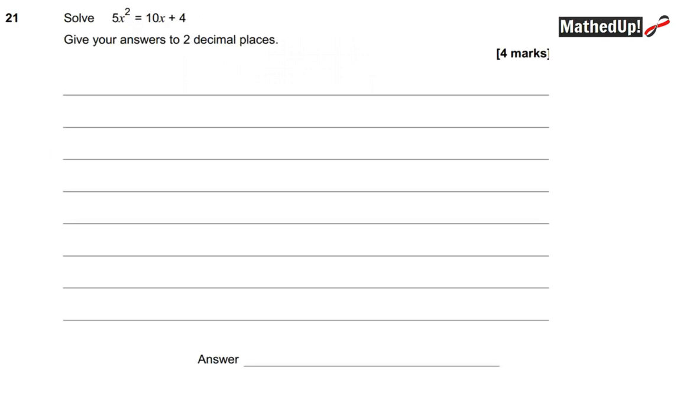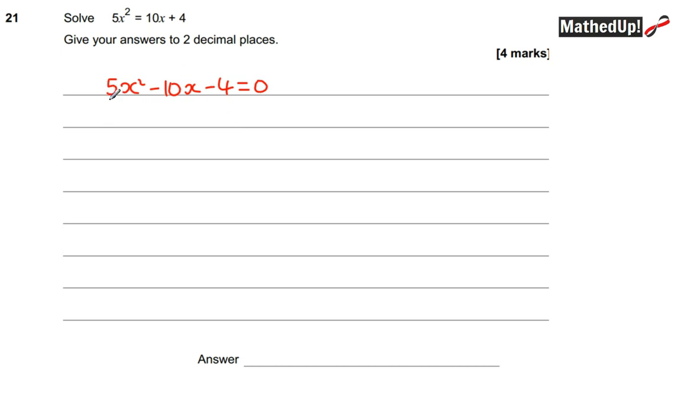Question 21. We need to solve 5x squared is equal to 10x plus 4 and give our answer to 2 decimal places. Now the thing to spot over here straight away is that this is a quadratic equation, and as soon as we realize it's a quadratic equation, we want to write it in the standard form for a quadratic equation. So that's where it's going to be equal to 0. So I'm going to rewrite this equation as 5x squared take away 10x take away 4 is equal to 0.